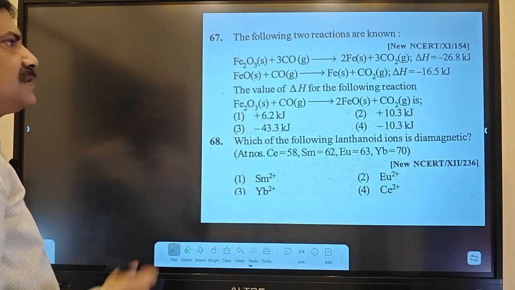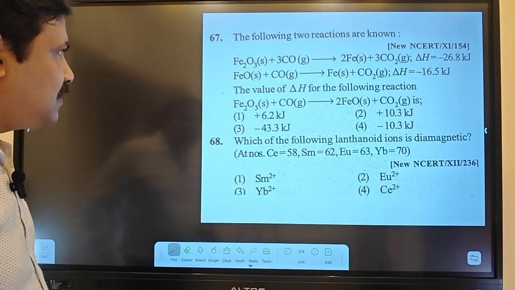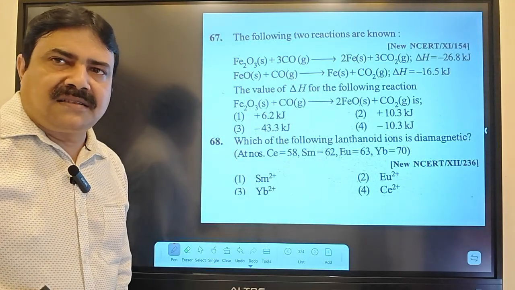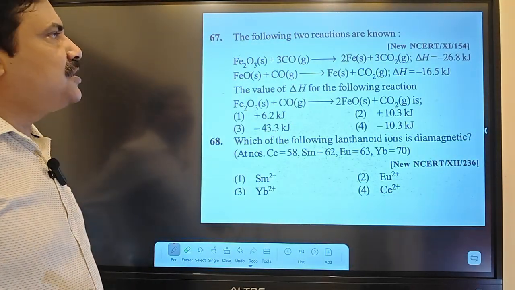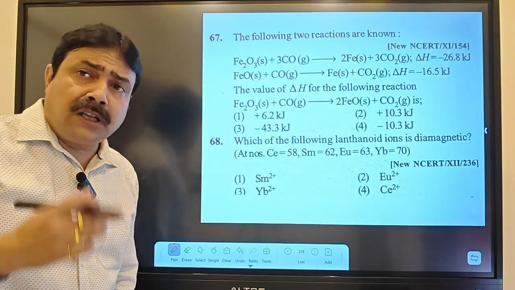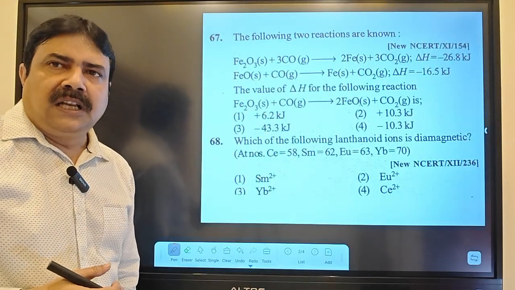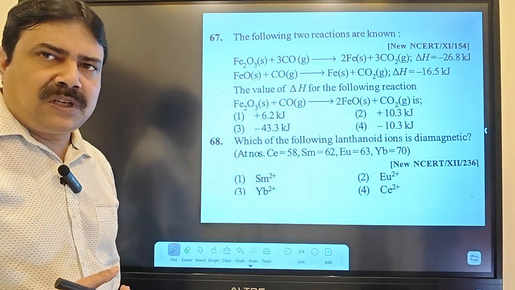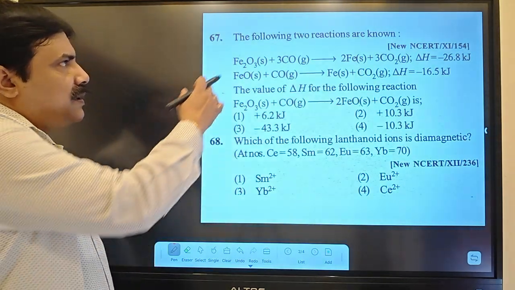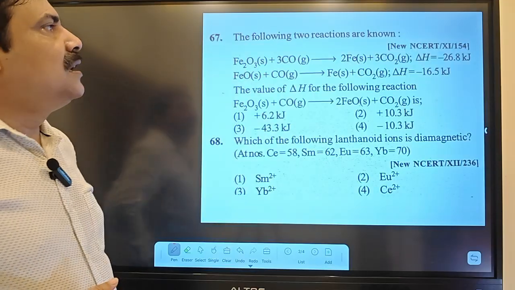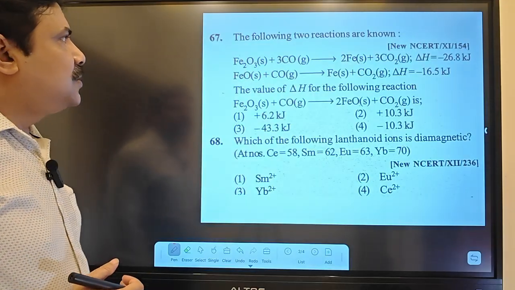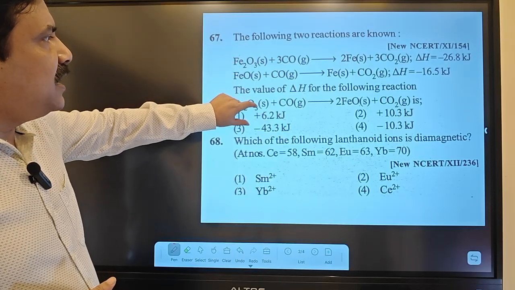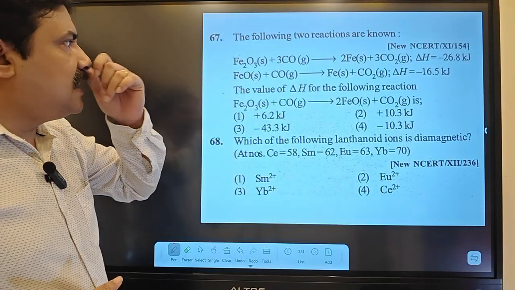The next question is on thermodynamics, and 67 and 68 are on lanthanides. This type of question is very famous. Definitely thermodynamics is another heavily weighted chapter as far as JEE, NEET or Advanced are concerned. Minimum 1 to 2 questions you can expect every year. So now here this is based on a thermochemistry problem. Here these two reactions are there. By applying these two reactions, how can I get this reaction? For that they are asking the delta H.